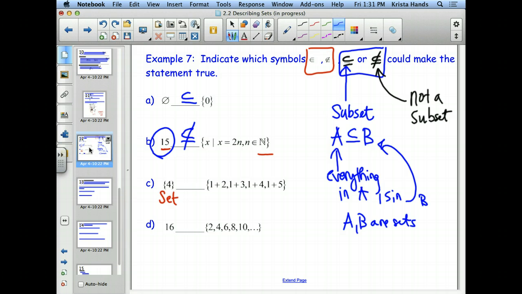Now on C, it is a set, right? I mean, these are both sets. So at least, again, like on part A, we have a chance of putting the symbol between them that says subset, because they are both sets. Let's actually think about what this set really is. This set says that it's the number 1 plus 2, 1 plus 3, 1 plus 4, 1 plus 5. What's another way we could write that set?